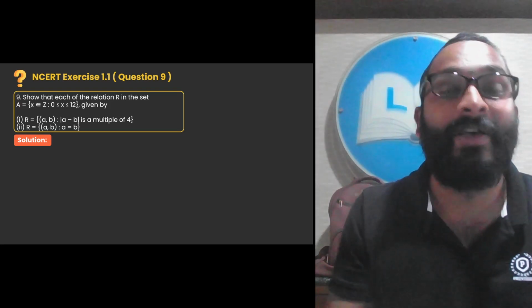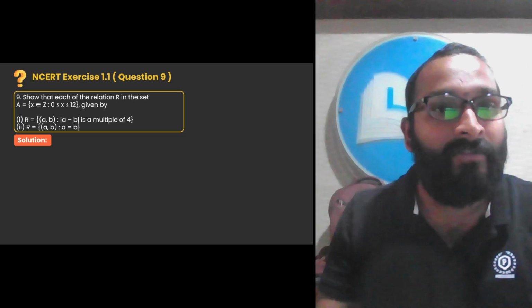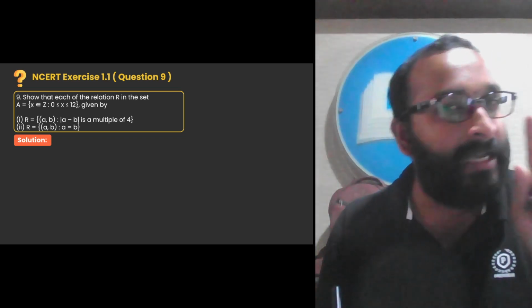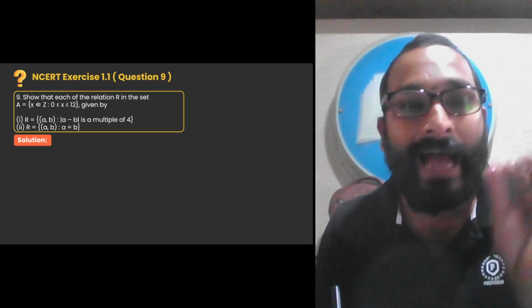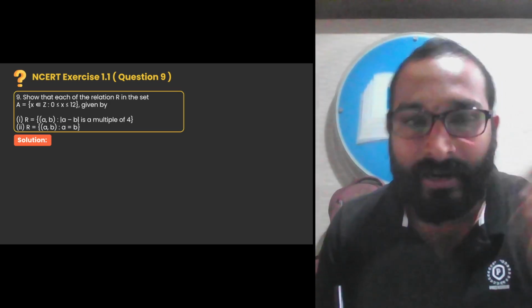Now in this session, let us try to solve question number 9 of exercise 1.1 of the chapter Relation and Function. Let us try to read the question and try to understand it first.